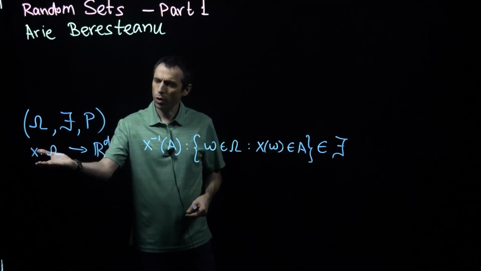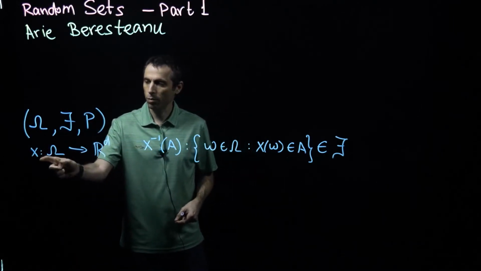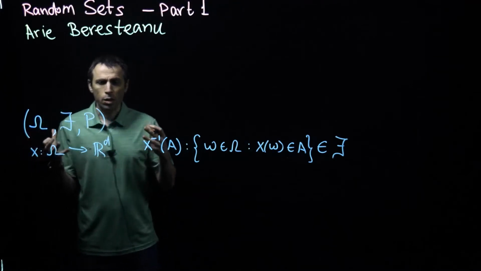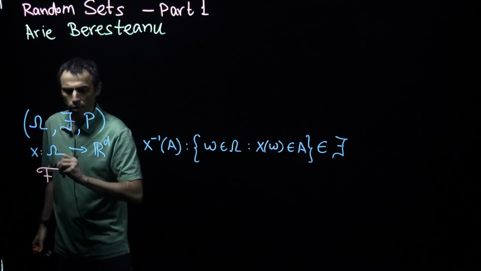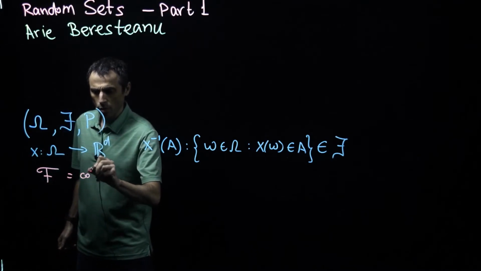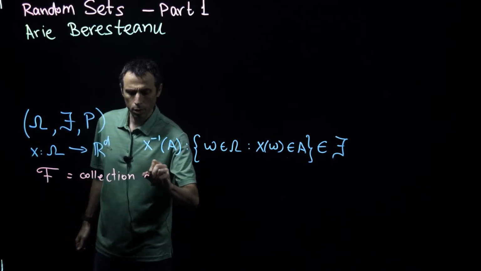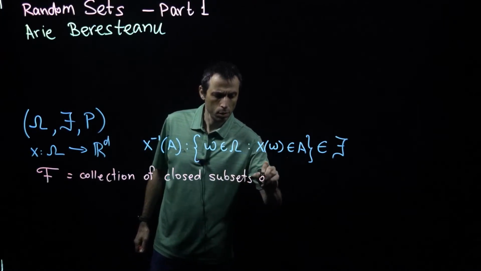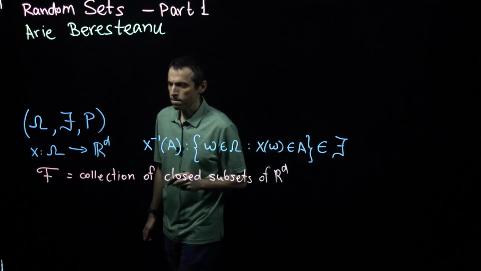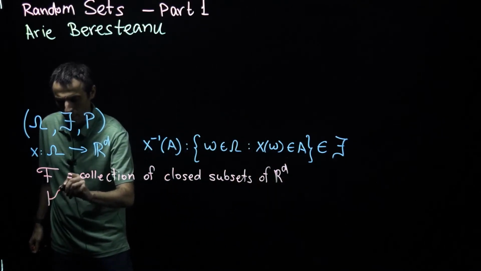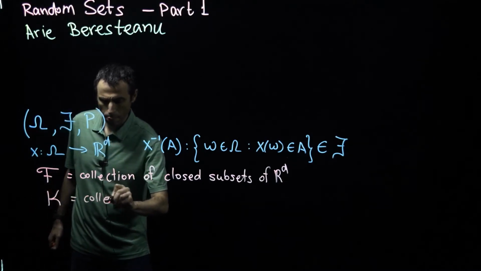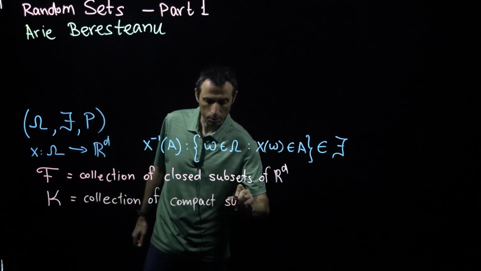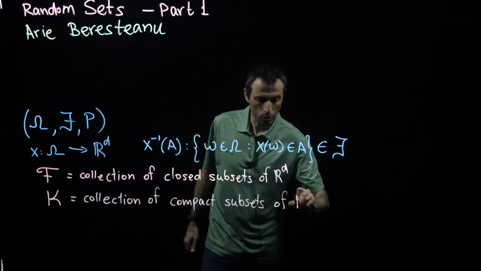Instead of looking at a single-valued random variable, we are going to look at sets. So I'm going to define two collections of subsets of R^d. We will call this F the collection of closed subsets of R^d, and this script K, I'll call it like that, the collection of compact subsets of R^d.